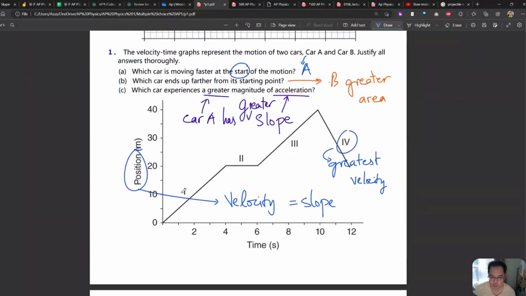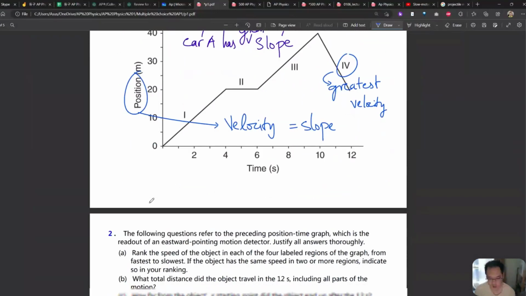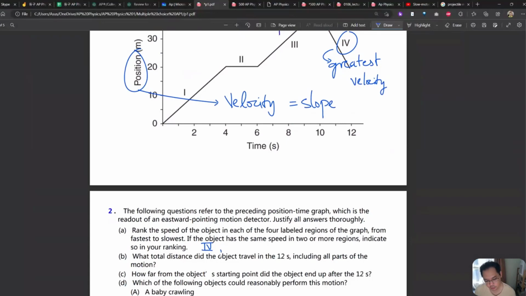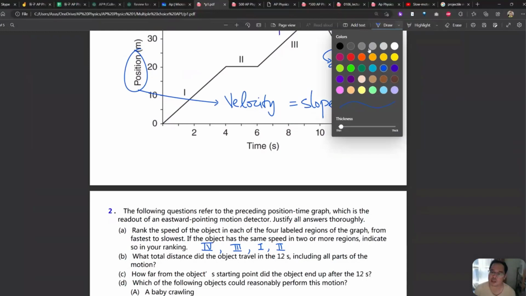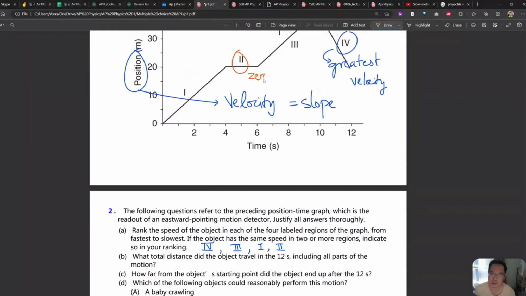And the next one, which one has the second greatest velocity? 3. So the order is 4, and then 3, and then 1, and finally is the part 2. The part 2 here, the slope is 0. 0 slope, meaning the object is stationary. It doesn't move. 0 velocity, yes. 0 velocity. 0 speed.